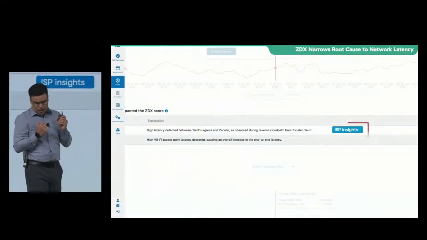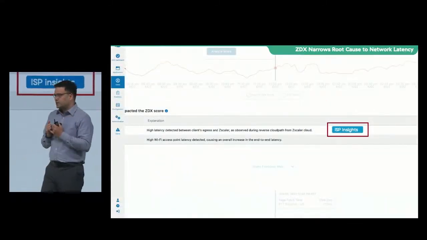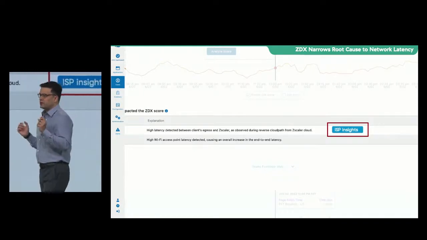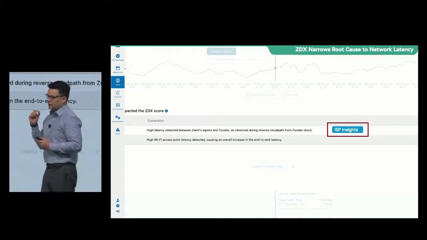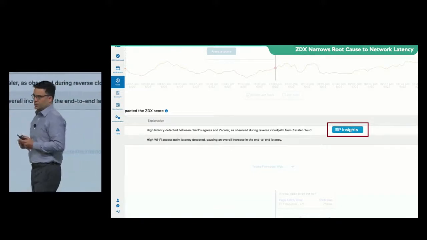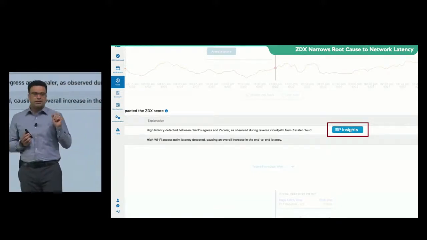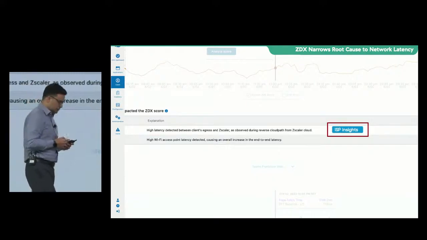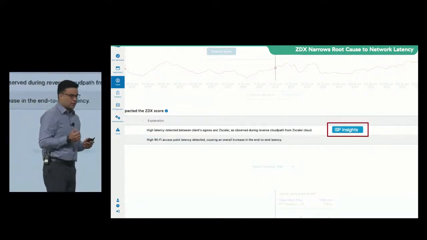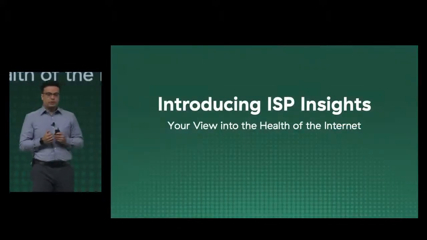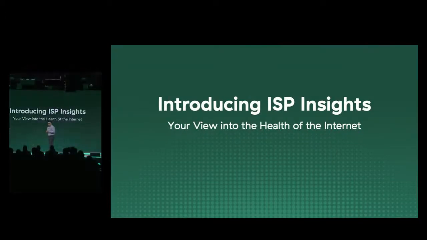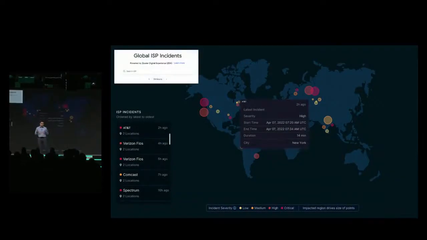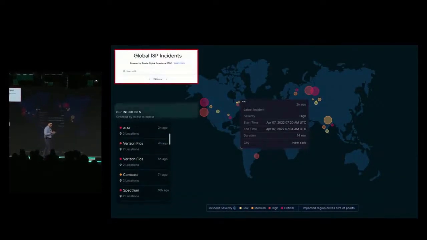Next, another innovation that we are introducing is the concept of ISP Insights. In this case, you clearly see our ML engine is saying it was due to an ISP issue. When that happens, ISP Insights gets enabled in the product. When you click on this button, it will give you the health of the internet from the ZDX perspective. So it's a public website that we are introducing and launching now.